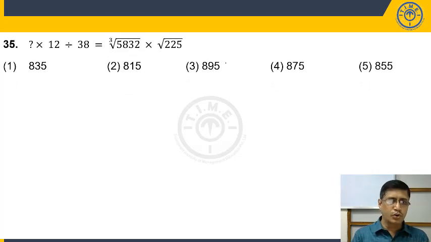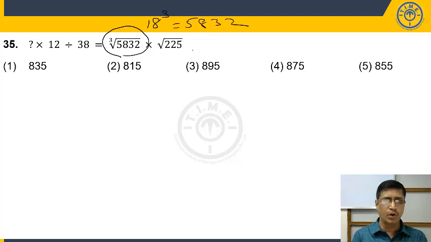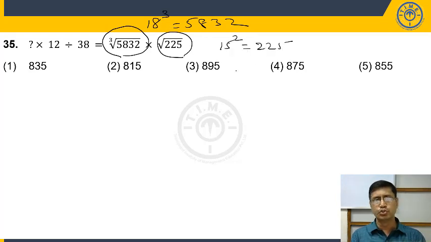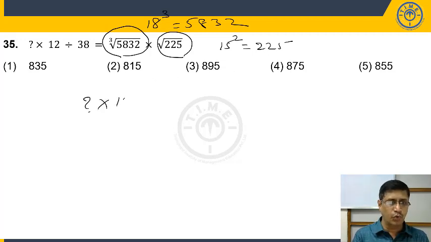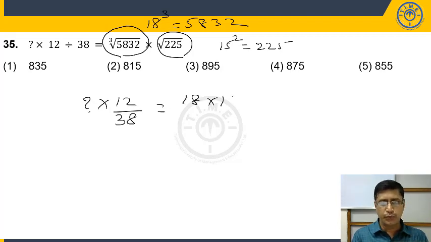Now what is the cube root of 5832? Cube root of 5832 means it is 18 cube. 18 cube is equal to 5832. What about the square root of 225? It is 15 square. 15 square is equal to 225. Now look at this one. Question mark into 12 by 38 is equal to 18 into 15.